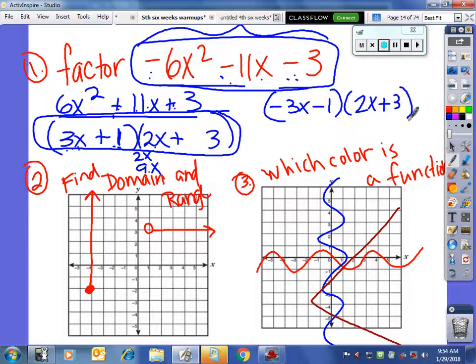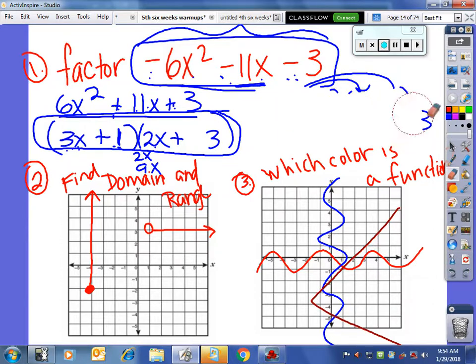Now, if I multiply these back, it will equal this. Let's try it. That would be negative 6x squared minus 9x minus 2x, and at the end I would get minus 3, and look what I get in the middle. Negative 11. So that pair of factors would have worked.